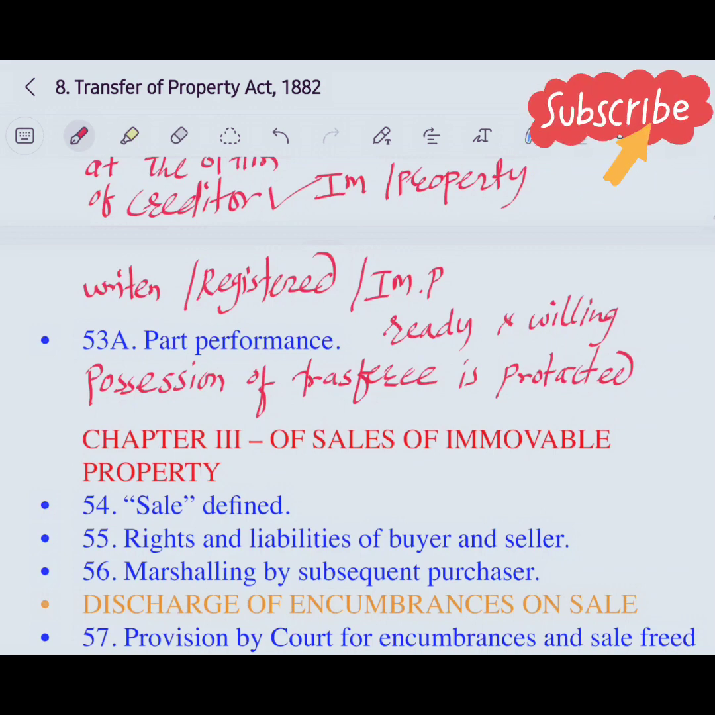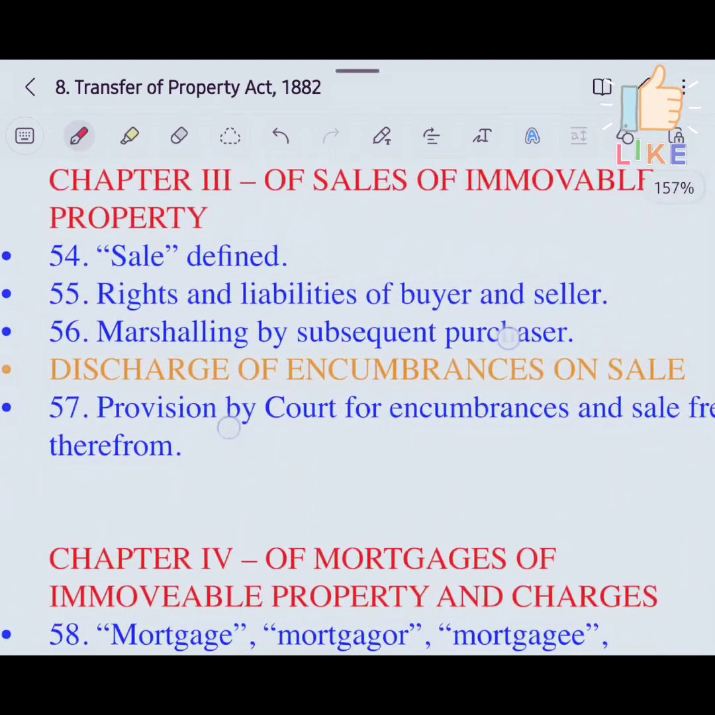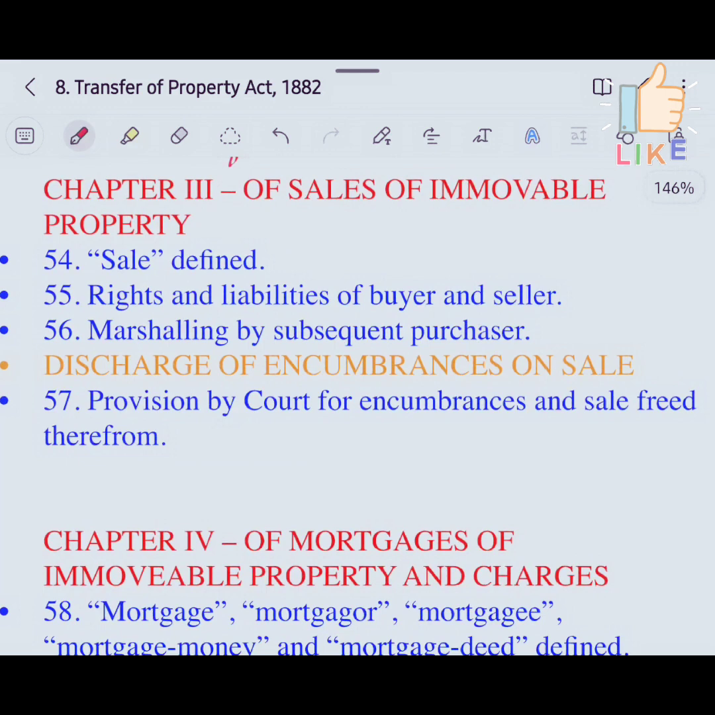In our next video, we can see further the special transfers and important essential elements from the examination point of view. What is the main crux of the sections of the Transfer of Property Act? We can deal with it in our next lecture.